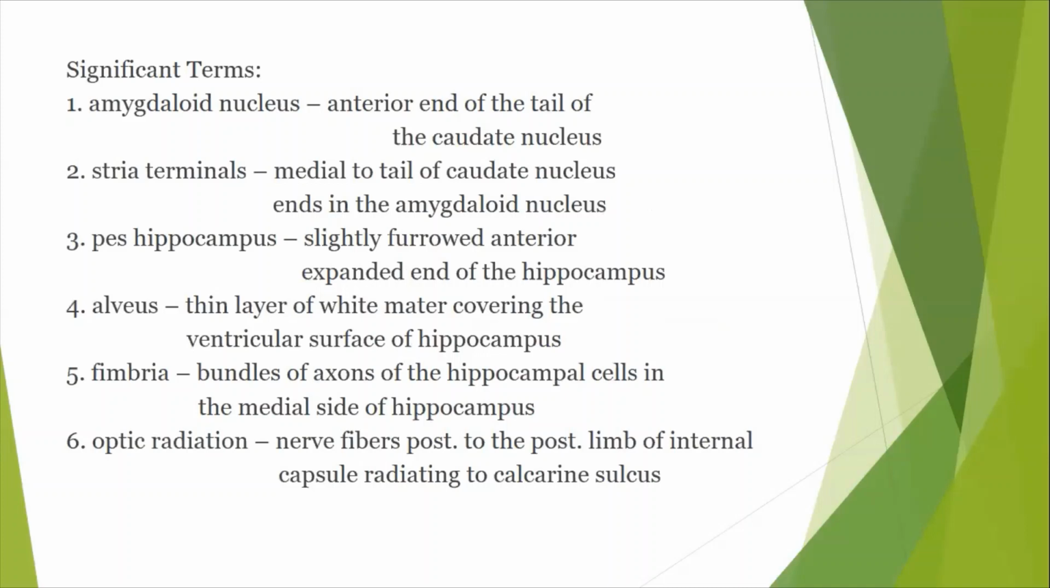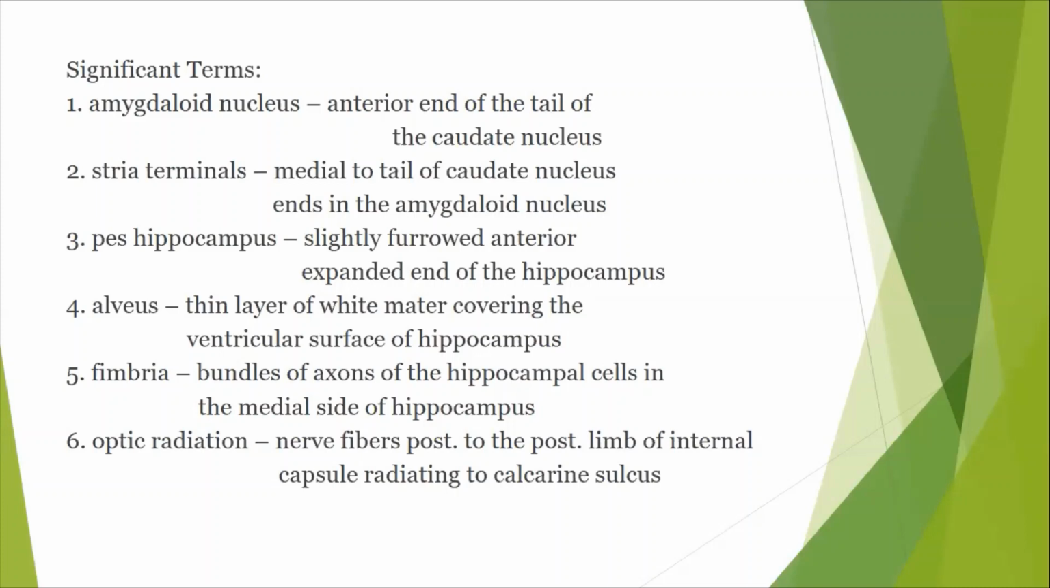So the significant terms that you will encounter in the study of the internal structure of the cerebral hemisphere: you have the amygdaloid nucleus. You have encountered this already in the lecture on the limbic system. It is the anterior end of the tail of the caudate nucleus. Then you have the stria terminalis, which is medial to the tail of the caudate nucleus and ends in the amygdaloid nucleus. You have also the pes hippocampus, which is a slightly furrowed, anteriorly expanded end of the hippocampus.